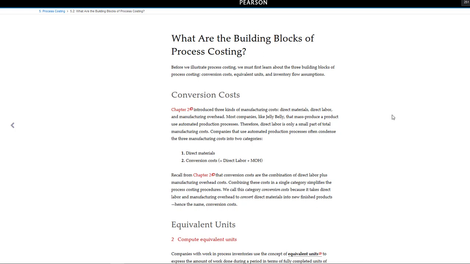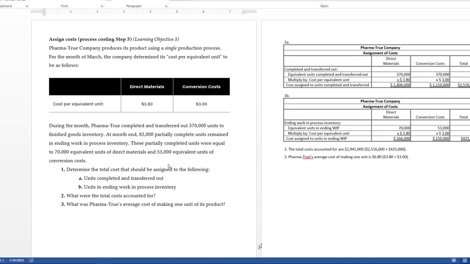Okay, so the problem that we're going to look at here is assigning those costs. PharmaTrue Company produces its product using a single production process. For the month of March, the company determined its cost per equivalent unit to be as follows. So they've given us our cost per equivalent unit for direct material and conversion costs. And then they also tell us how many units were transferred out into finished goods, how many were partially completed and remaining in our ending work in process inventory.